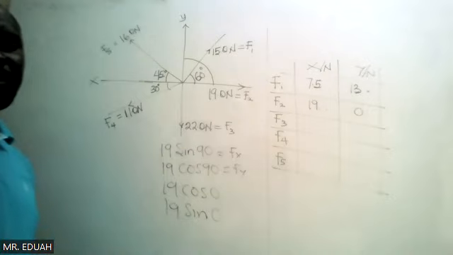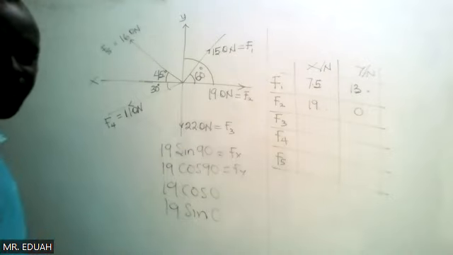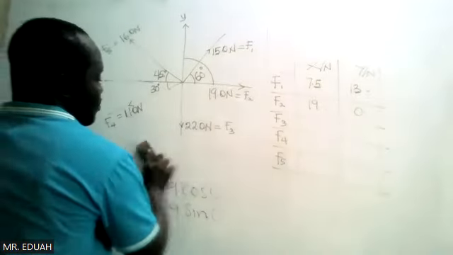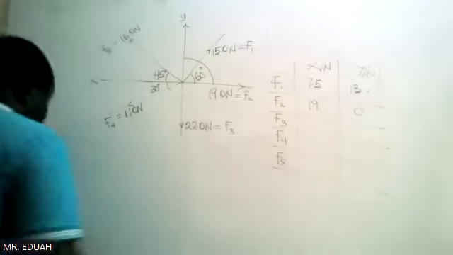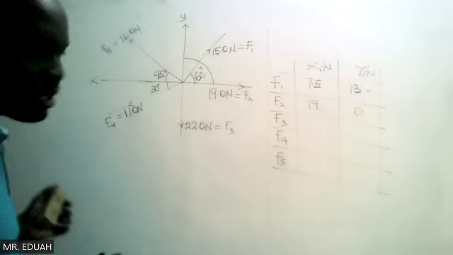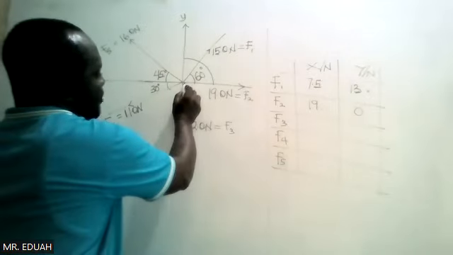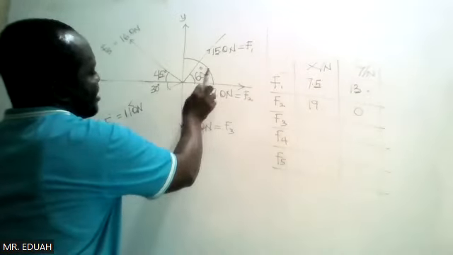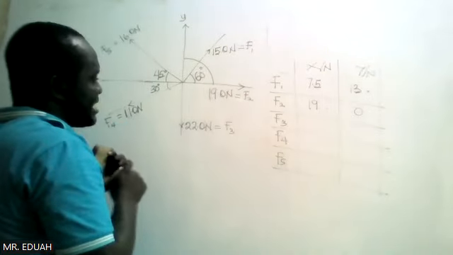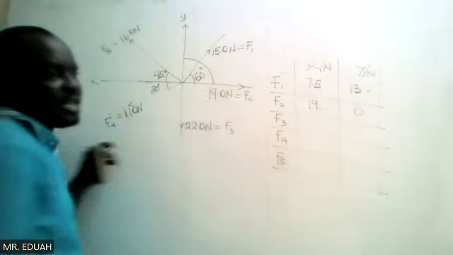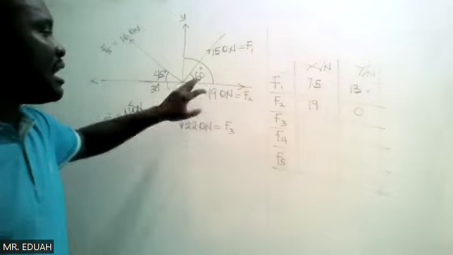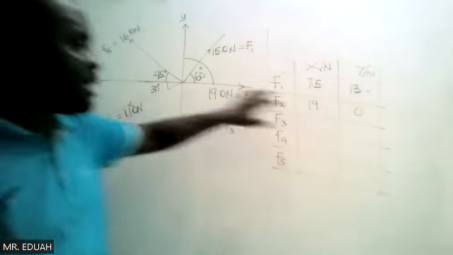Please, class, are we okay? Yes, please. What I'm saying is that F2 is on the x-axis, so it has a magnitude of 19 on the x component and 0 on the y component.